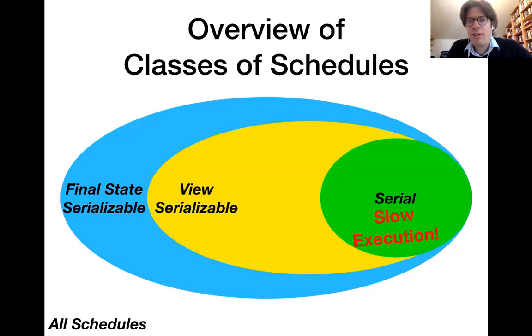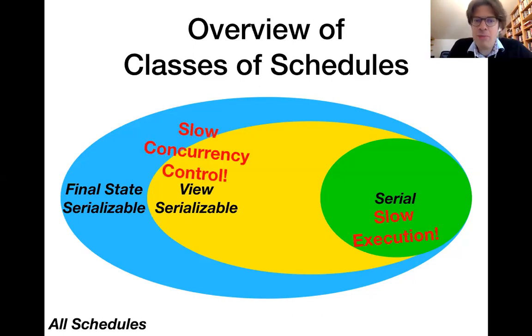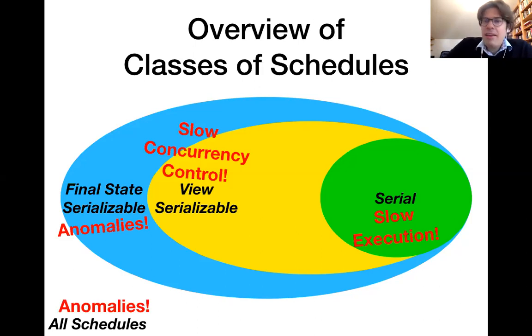We have seen view serializable schedules, but the problem with them is that they make concurrency control very slow because we would have to solve NP-hard problems. We have seen final state serializable schedules, but here the problem is that we might have anomalies. So we destroy the illusion of isolation. And then we have the set of all schedules, and there we have exactly the same problem.